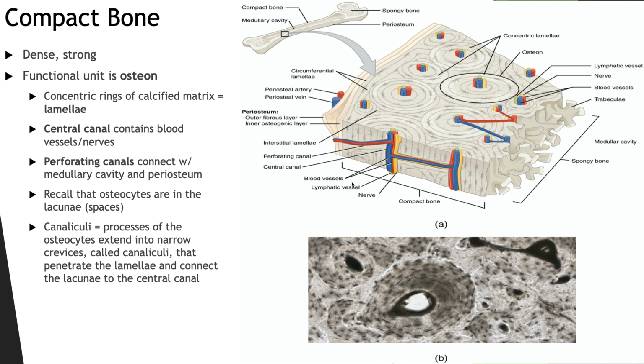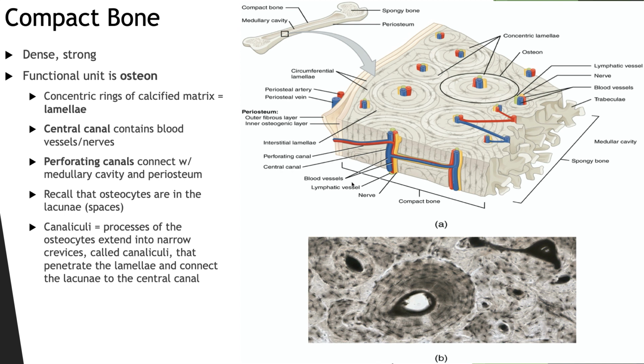You have the perforating canal, which is a passageway that extends perpendicular to the axis of the bone and connects the central canals to the adjacent osteons. You have the lamellae, which are nested in concentric rings of matrix around the central canal. And there are two types of lamellae that you'll be responsible for knowing.